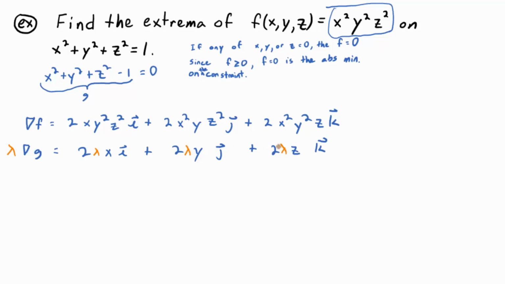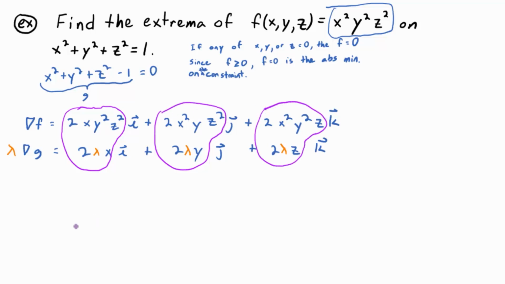And then what do we do? Corresponding coefficients equal. Set them all equal. Okay? So what do we get? We get 2x y squared z squared equals what? 2, not x, but 2 lambda x, right? Oh, and try and make your x look different from the lambda. Sometimes it's hard to do. And then what's the next one?